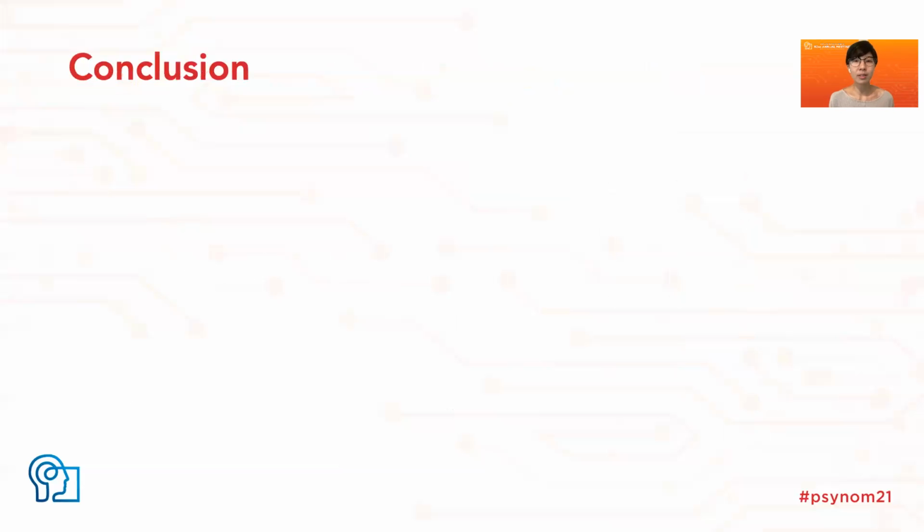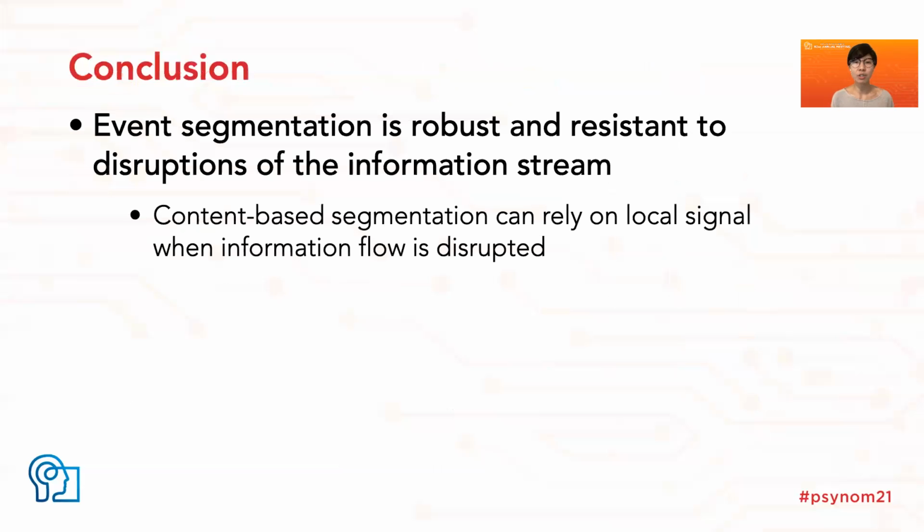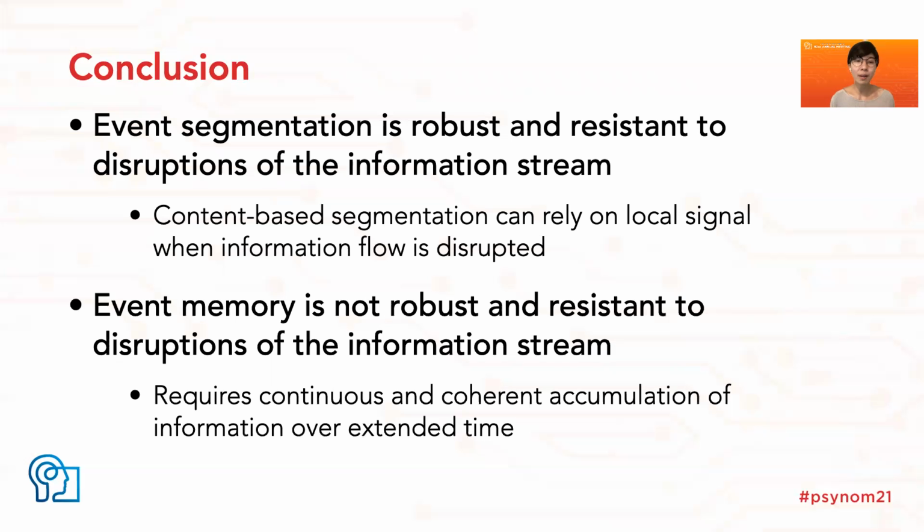So in conclusion, the study showed that behavioral segmentation is robust and resistant to disruptions of the information stream, and that content-based segmentation can rely on local signals when information flow is disrupted. However, when it comes to event memory, it is a different matter. Event memory formation requires accumulation of continuous and coherent information over extended time.